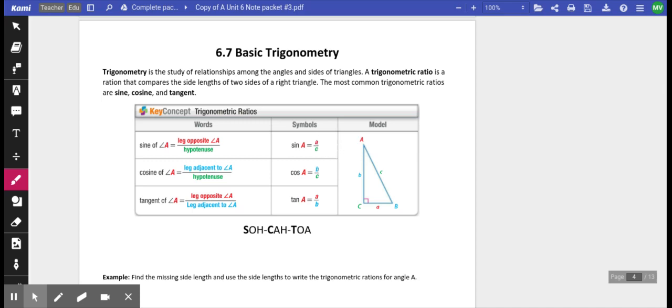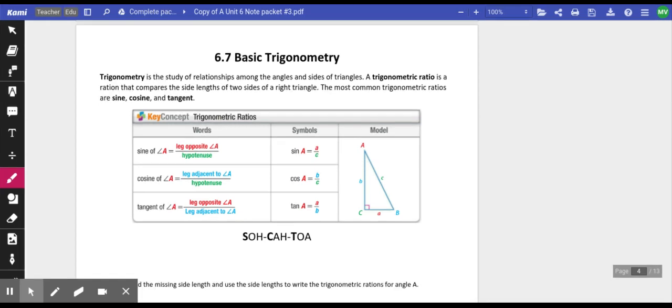Hello, everyone. Today we continue our discussion of right triangles, and we're going to discuss trigonometry. Trigonometry is the study of relationships among the angles and sides of triangles. A trigonometric ratio is a ratio that compares the side lengths of the two sides of a right triangle. The most common trigonometric ratios are sine, cosine, and tangent.